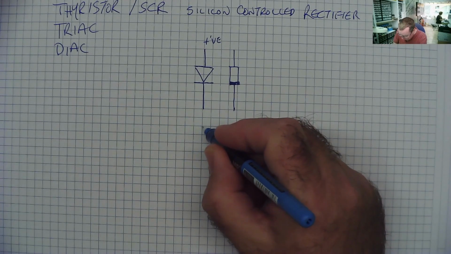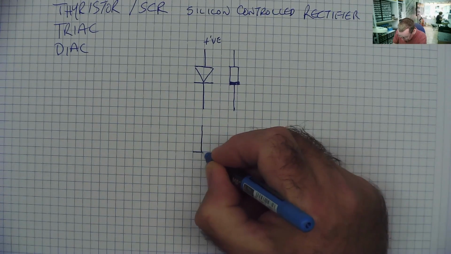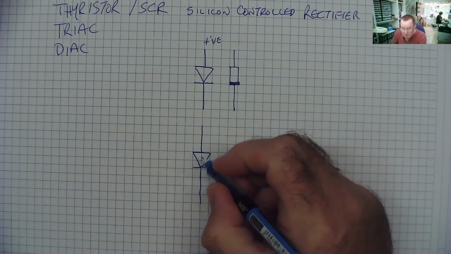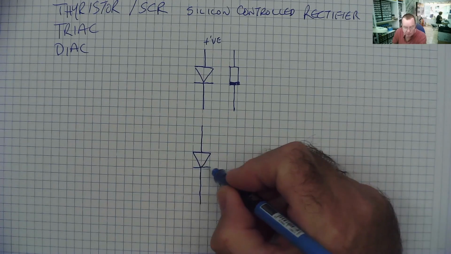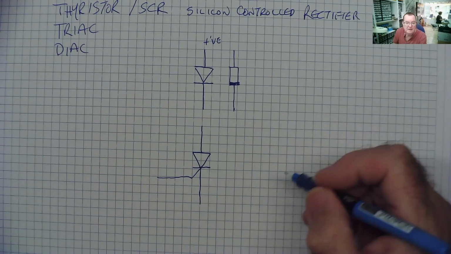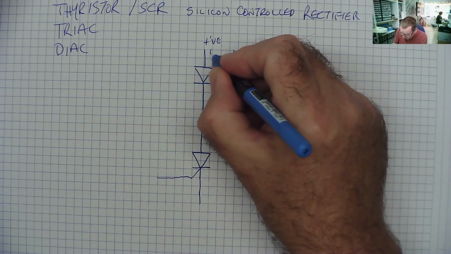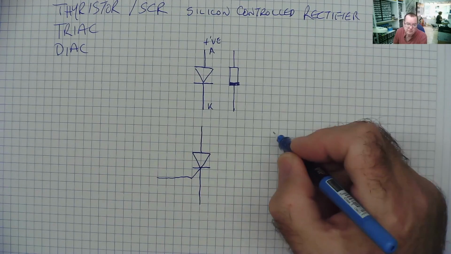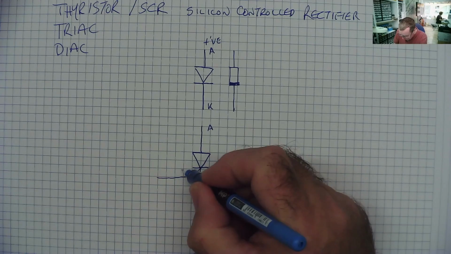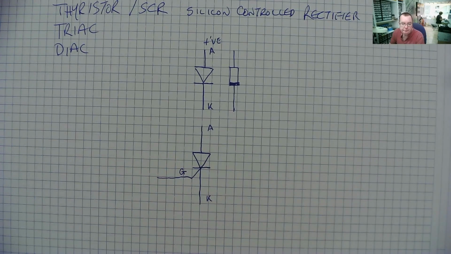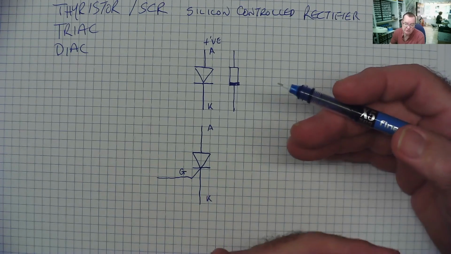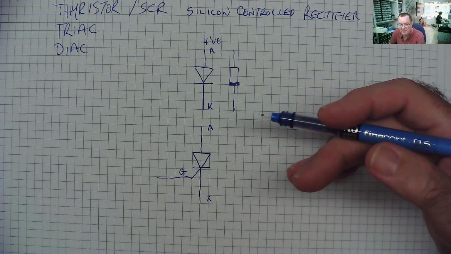So this is the symbol for the thyristor, and it looks much like a diode. But it also has an extra connection which could be shown here or here or here. Usually the symbol is this one. It has three connections. Like before, anode, cathode, which is usually with a K, but it could be with a C. Anode, cathode, and this is the gate. So that is a thyristor, a controlled diode, a switched diode. But there's a little bit more to it than that.